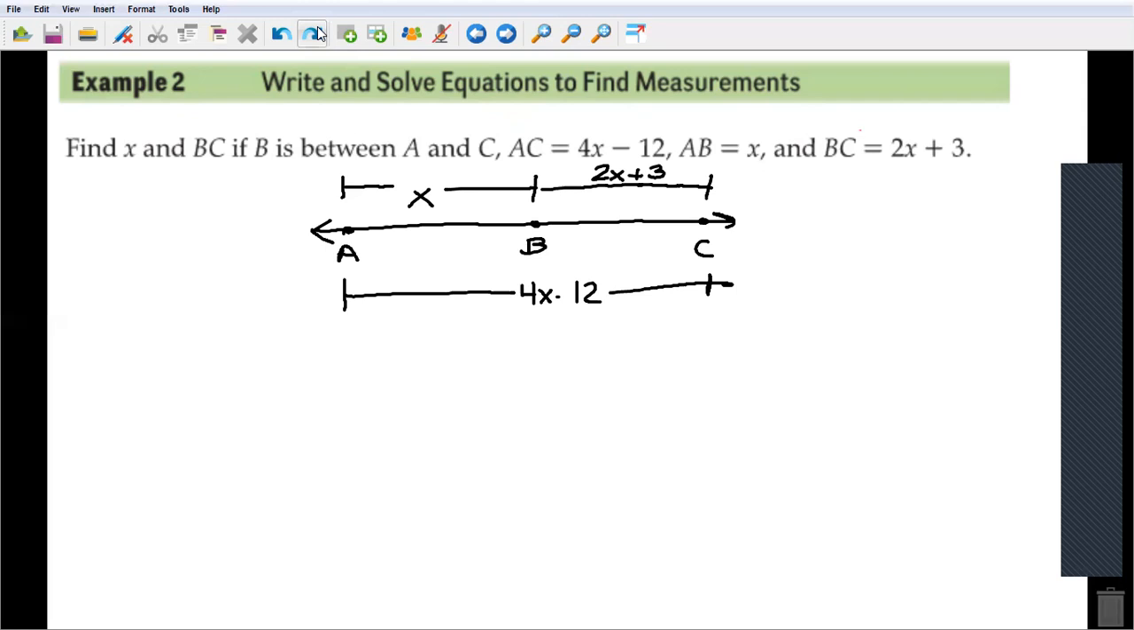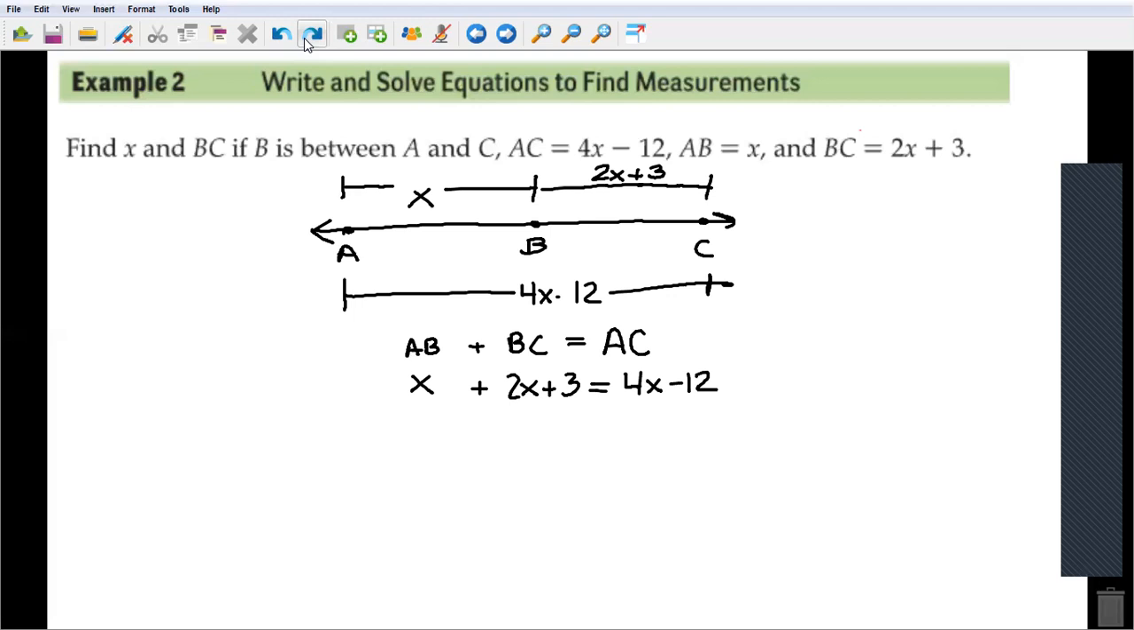So what we have here is what's called a segment addition. This segment plus this segment equals the length of the whole segment between A and C. So from there, we're going to use some algebra. So we know that segment AB, which is x, plus segment BC, which is 2x plus 3, is equal to what segment AC is, which in this case is 4x minus 12. So now I've just got an algebraic equation to solve.